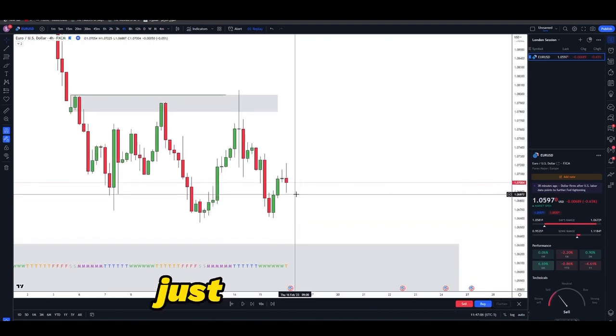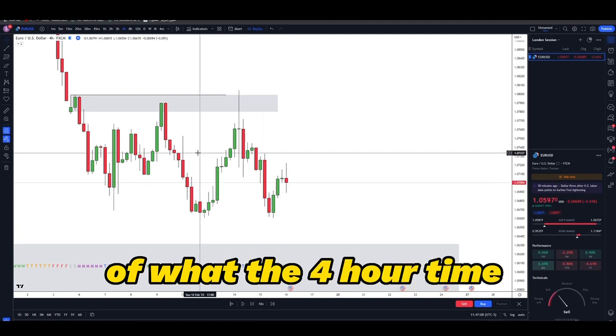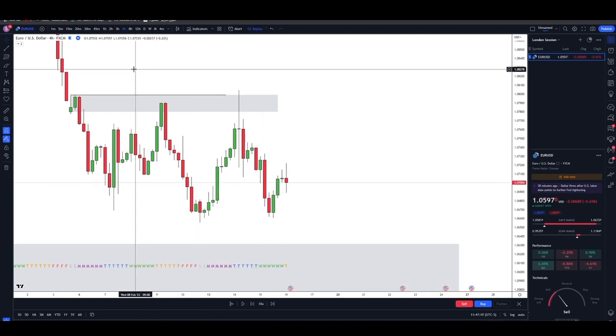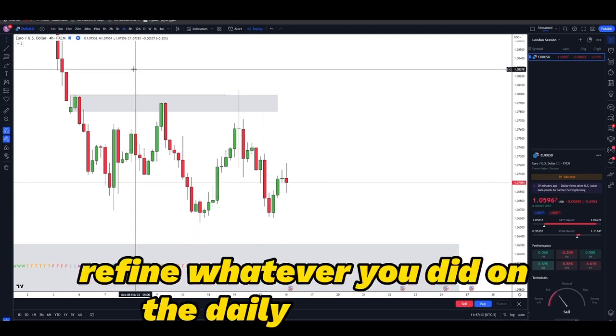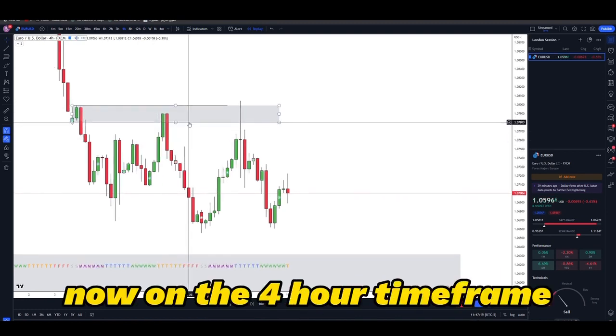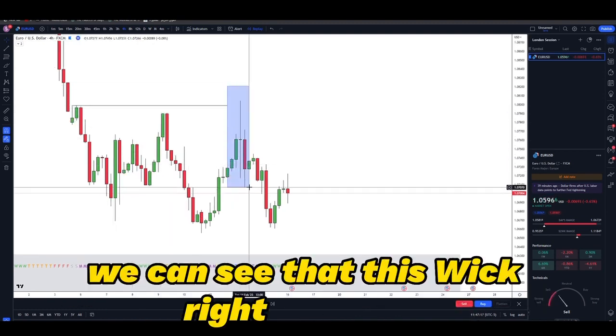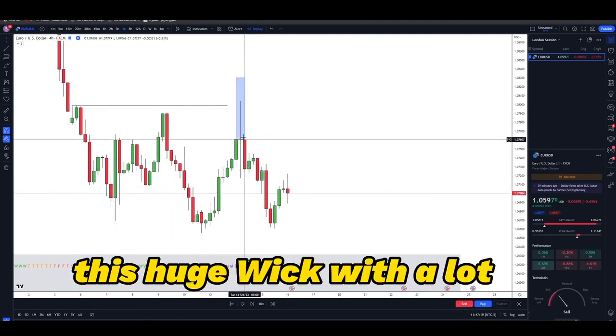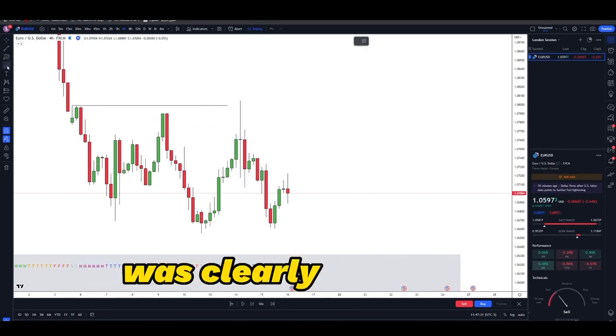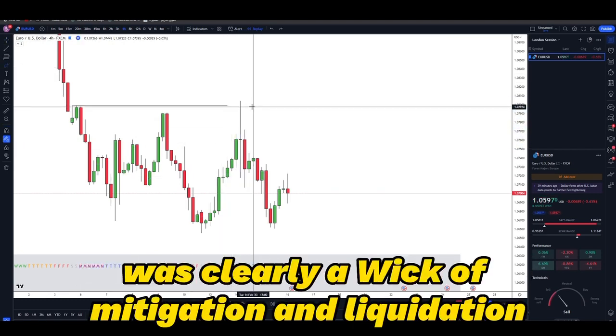Step number two is simply just to get an idea of what the 4-hour time frame did. Basically, refine whatever you did on the daily time frame, but on the 4-hour. Now on the 4-hour time frame, we can see that this wick right over here, this huge wick with a lot of volatility, was clearly a wick of mitigation and liquidation.